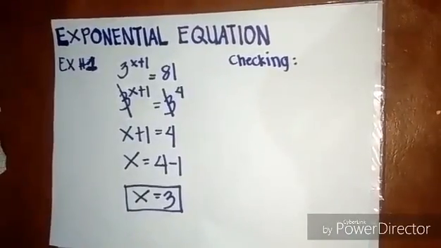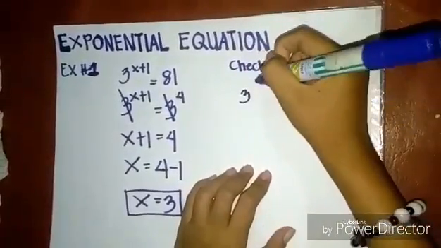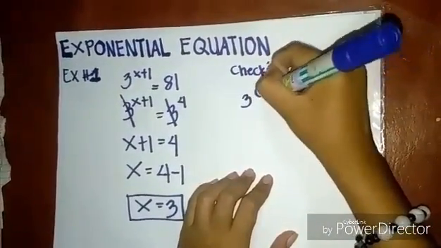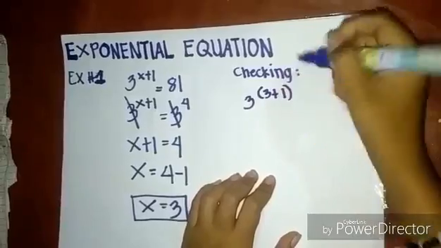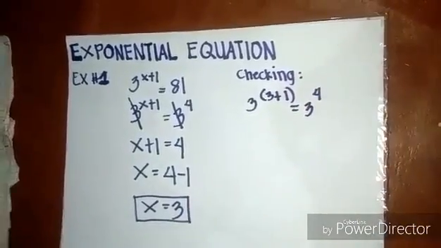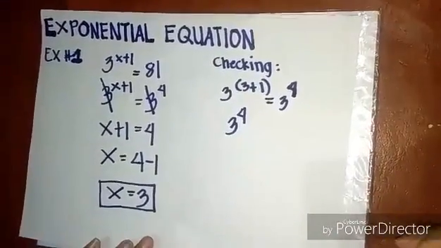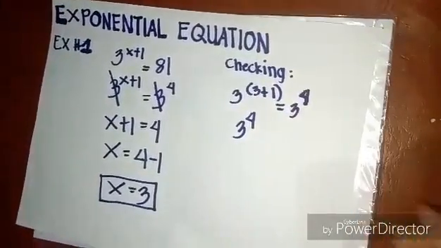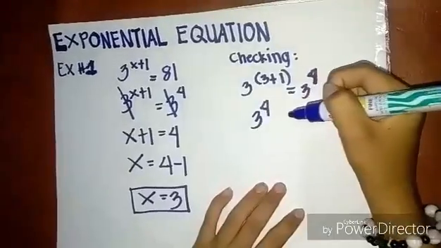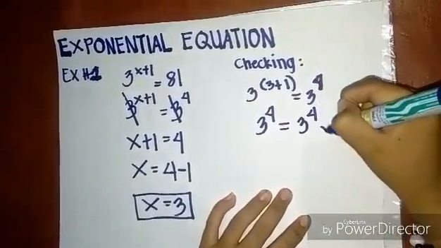Check. Put the value of x to 3. So, 3 raised to 3 plus 1 equals 3 to the power of 4. 3 plus 1 equals 4. So, 3 to the power of 4 equals 3 to the power of 4.